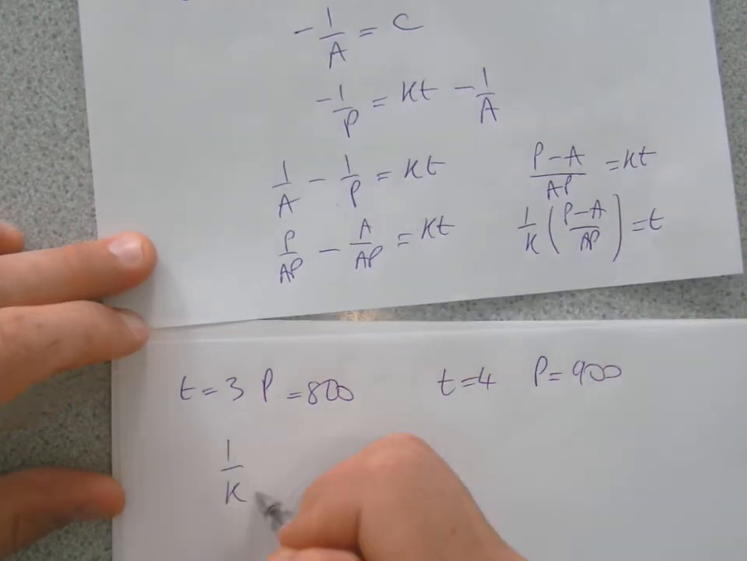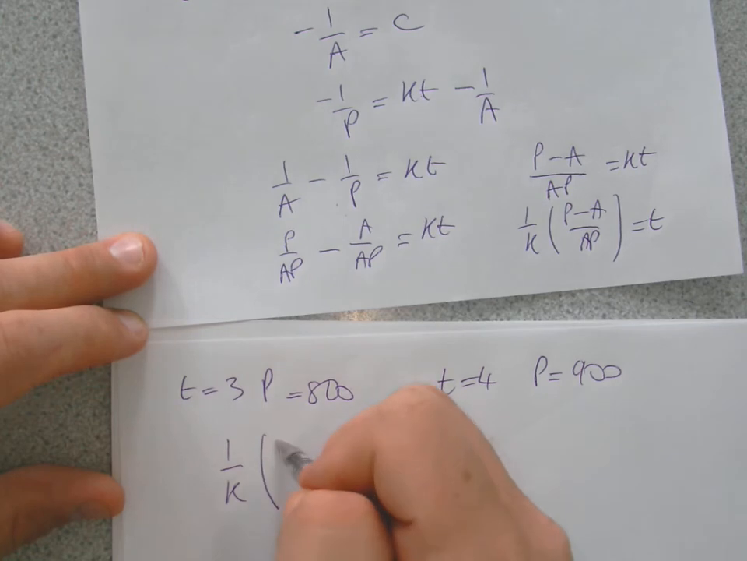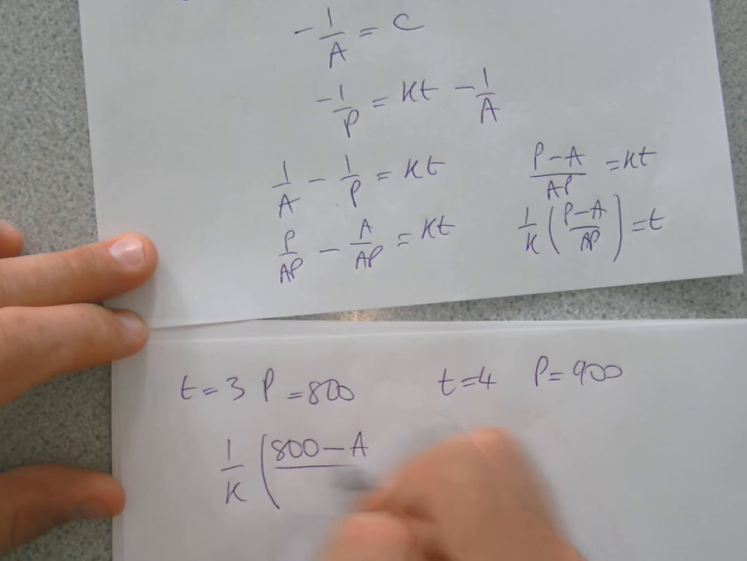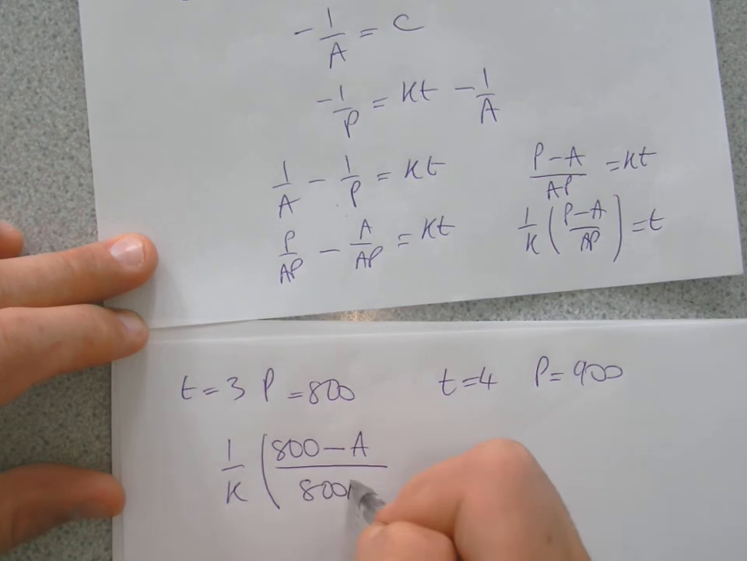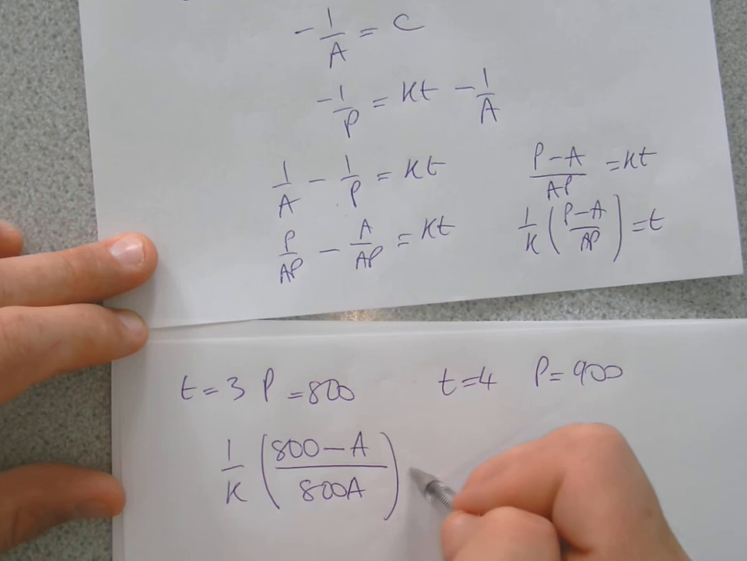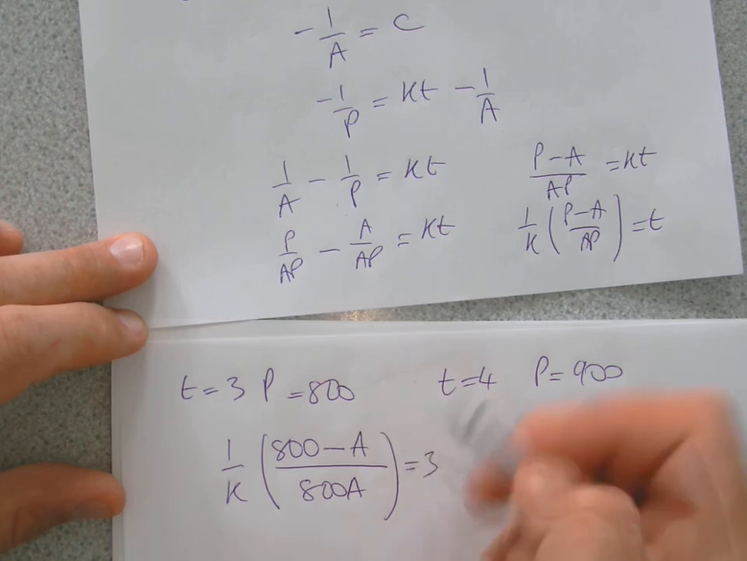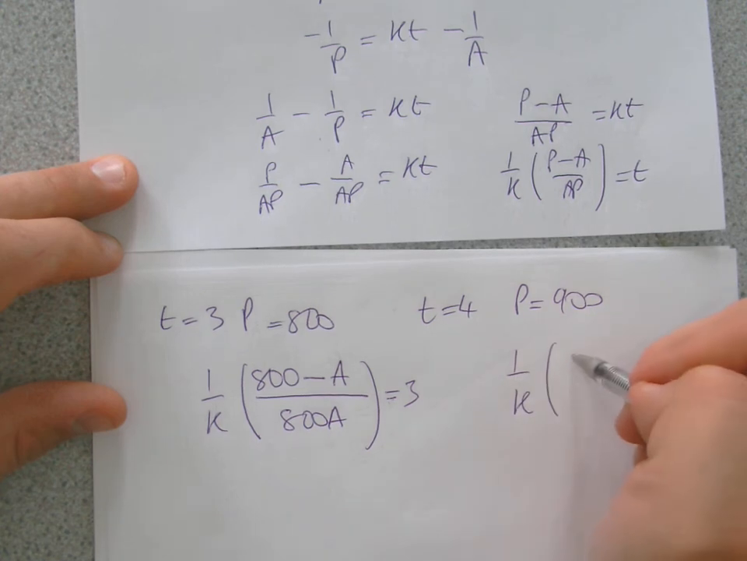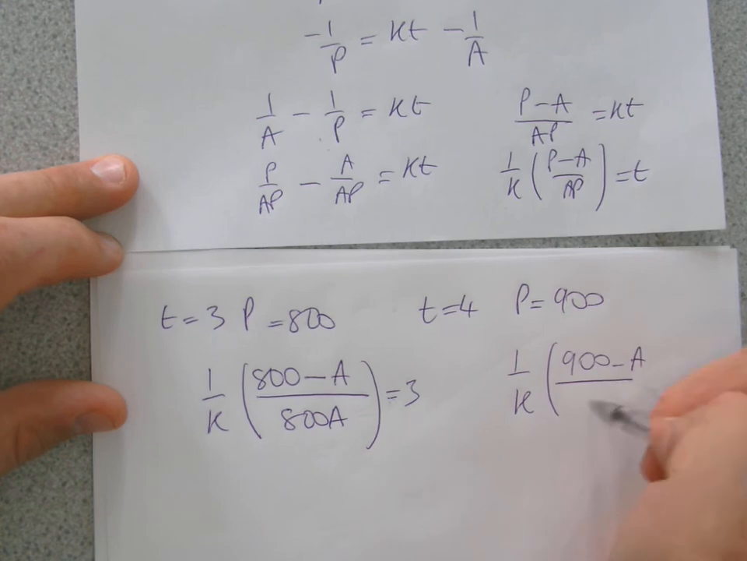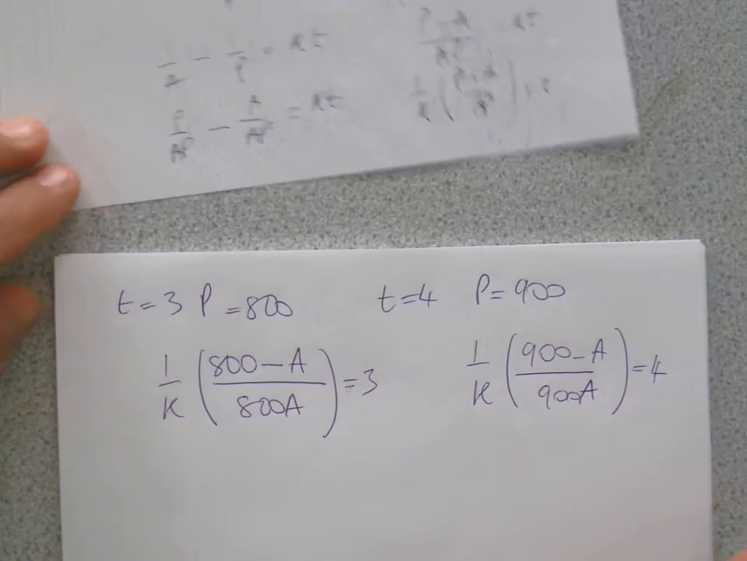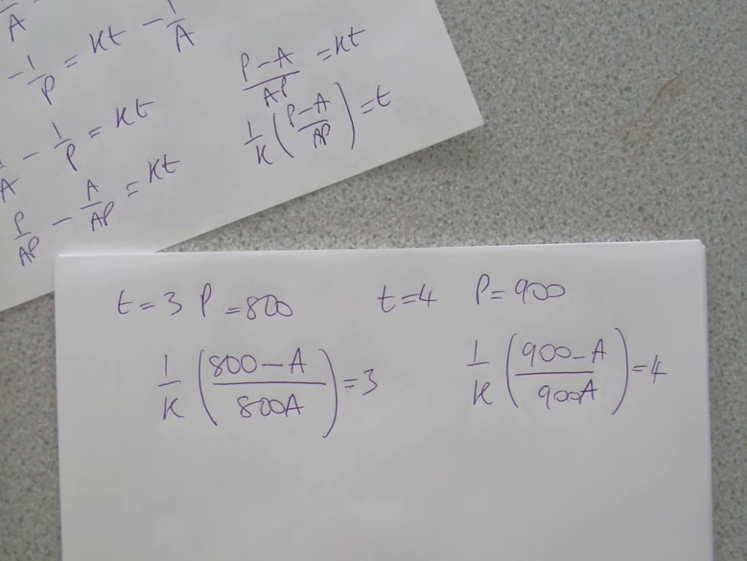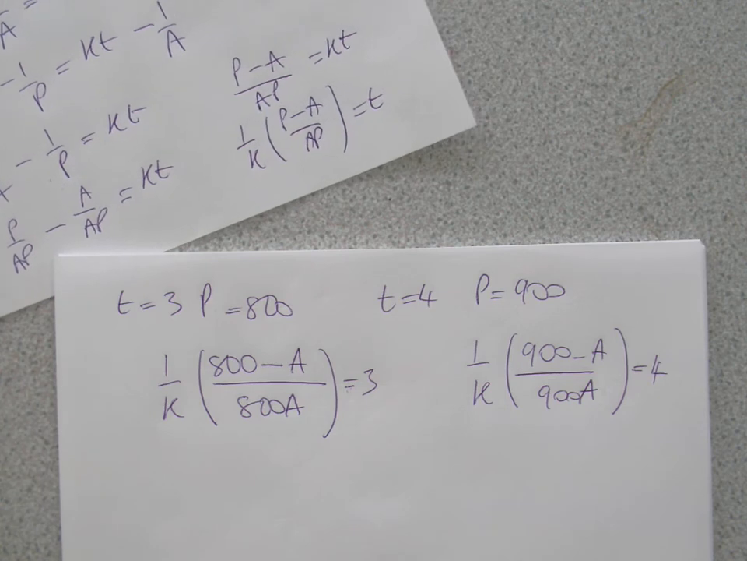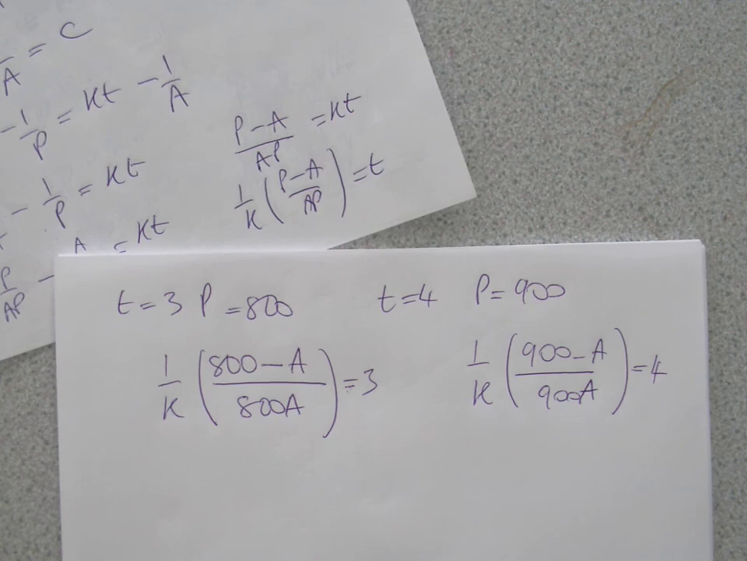So we get 1 over k equals (800 minus A) over 800A, when P is 800, equals 3. And the other situation, 1 over k equals (900 minus A) over 900A equals 4. So we've got two simultaneous equations here that we're going to try to solve. We're going to try and equate them somehow.